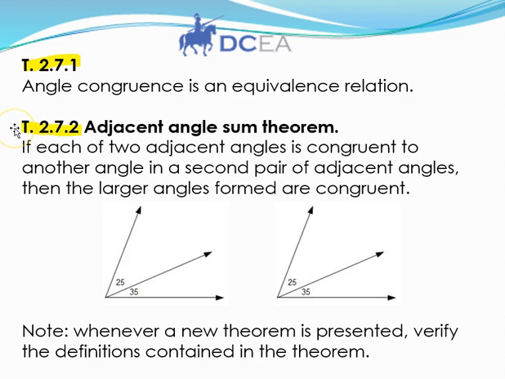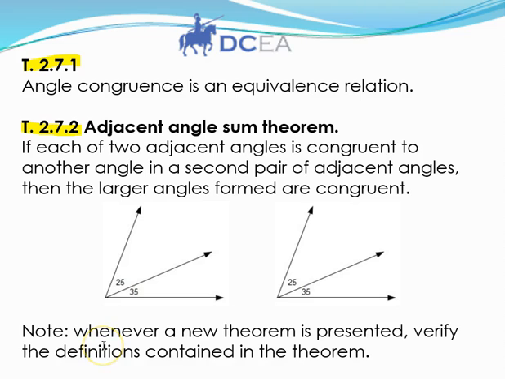Theorem 2.7.2, the adjacent angle sum theorem. If each of two adjacent angles is congruent to another angle in a second pair of adjacent angles. So, if each of two adjacent angles, so here are two adjacent angles, is congruent to a second pair of adjacent angles, here's our second pair, then the larger angles formed are congruent. So this larger angle on the outside will also be congruent.